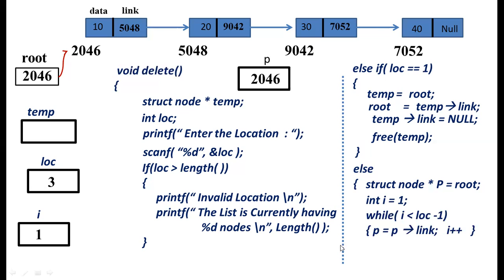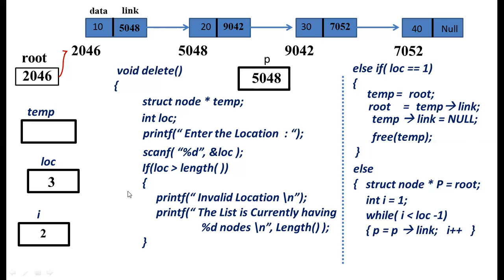So coming to the logic, here my I value is 1 and the location value is 3. So 1 is less than location minus 1, that is, 1 is less than 3 minus 1, which is 2. So 1 is less than 2. The condition is true, so we enter into the while loop. So p is equal to p2 link. What is the p2 link? 5048. So 5048 will be placed here. Then the I value will get incremented, so I value becomes 2.